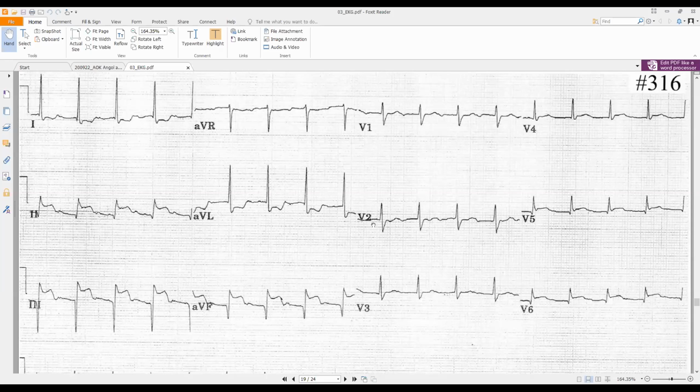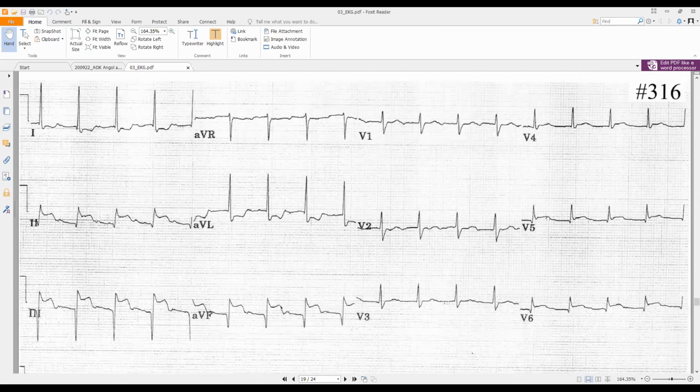That's an artifact. Another thing you can see here in V5, V6 is this ST elevation, and that again can be due to an inferior MI. Usually V5, V6 can represent a little bit of the inferior part, the diaphragm part, or the posterior part. So what we have is a sinus rhythm, first degree AV block, and an acute inferior posterior myocardial infarction. Good.